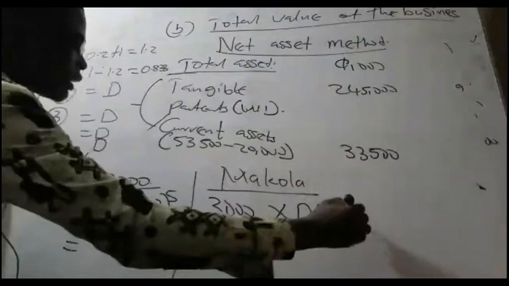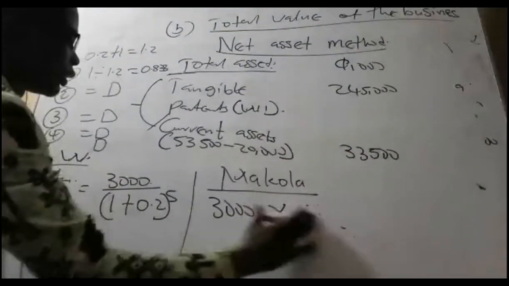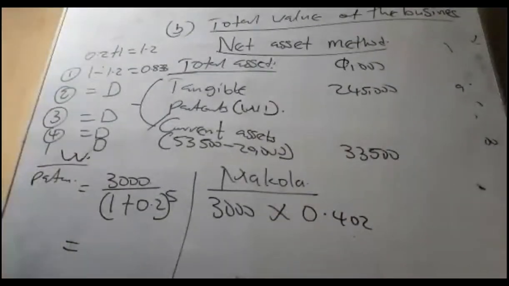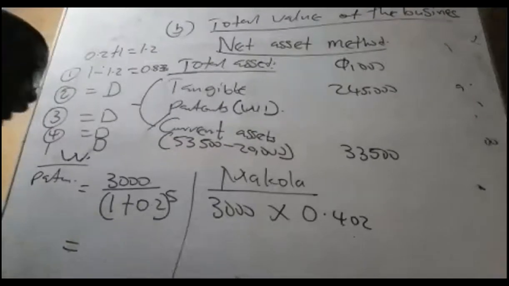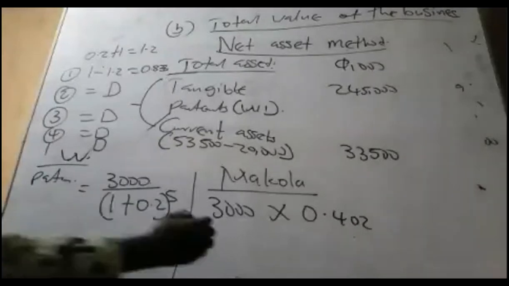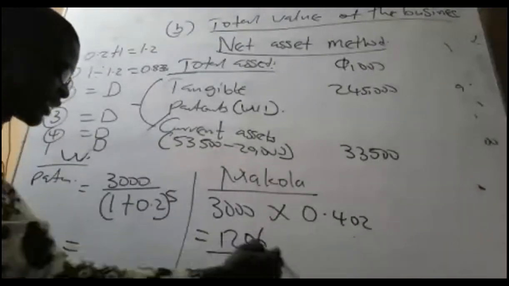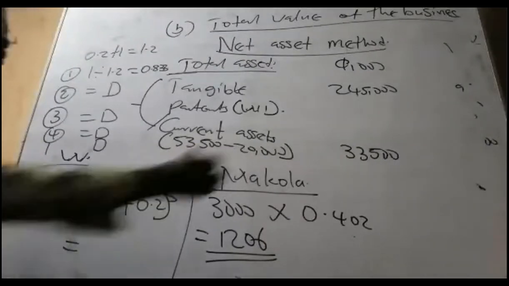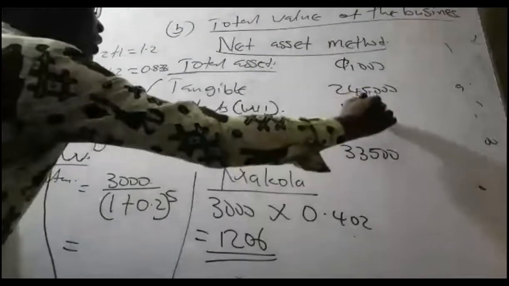So that answer, if you do it well, should give us something like 0.402, if my memory serves me correctly. Then you multiply. So the answer will be 3,000 times 0.402. That's 12,006. You secured yourself. Then that is it. So that's the present value of the patent. So come and put it in here as 12,006.